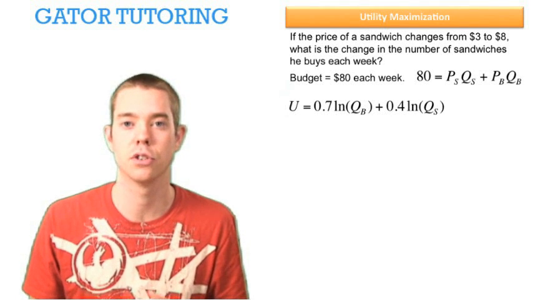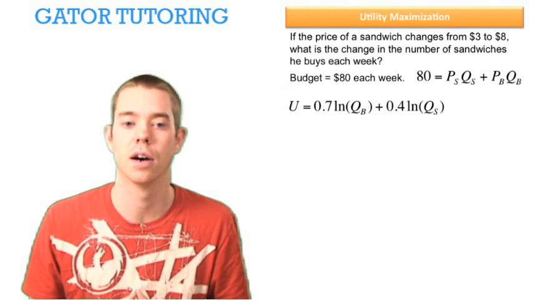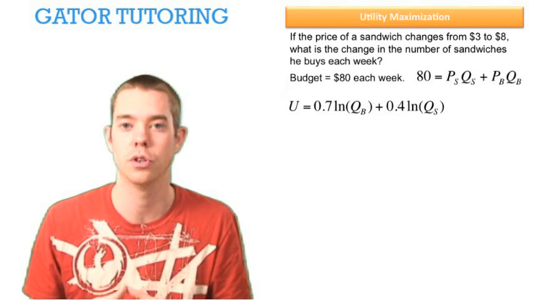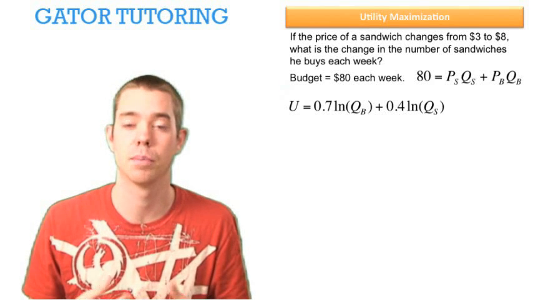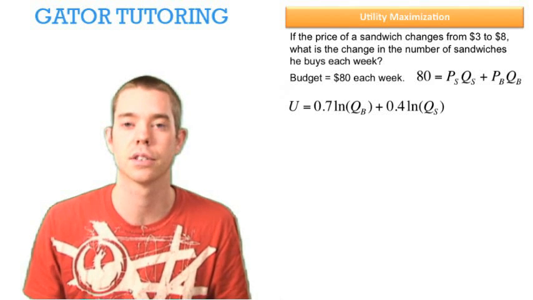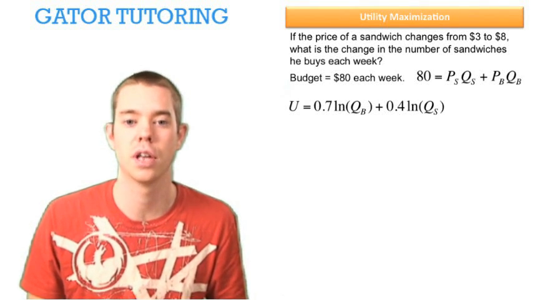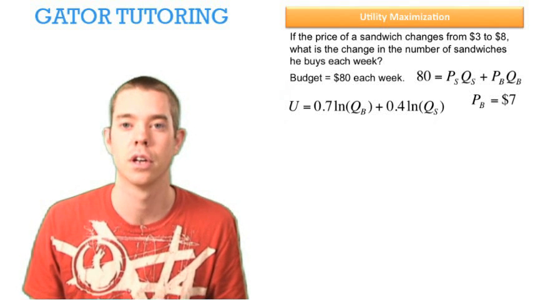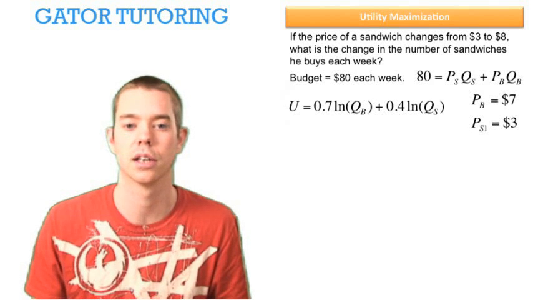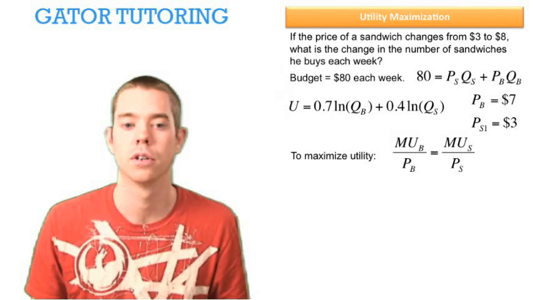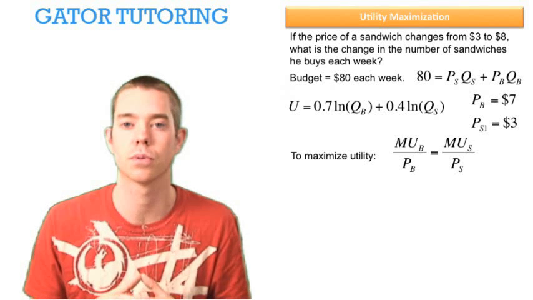It also gave us his utility function, which was U equals 0.7 times the ln of the amount of beers he drinks, or QB, plus 0.4 times the ln of the number of sandwiches he eats, or QS. It tells us in the question that the price of beers is $7, and we know that the price of sandwiches changes, so first let's look at when the sandwiches cost $3, and let's see how many sandwiches he'll eat when they cost $3. To maximize utility, we need to remember this relationship.